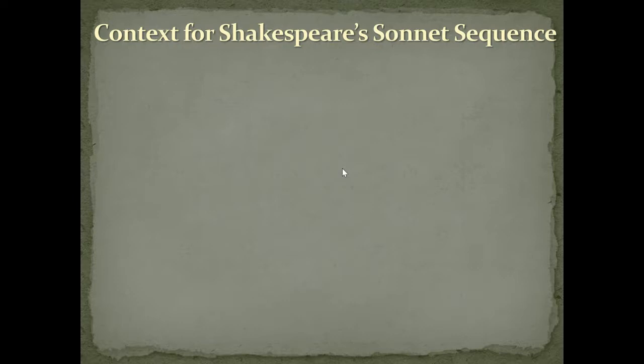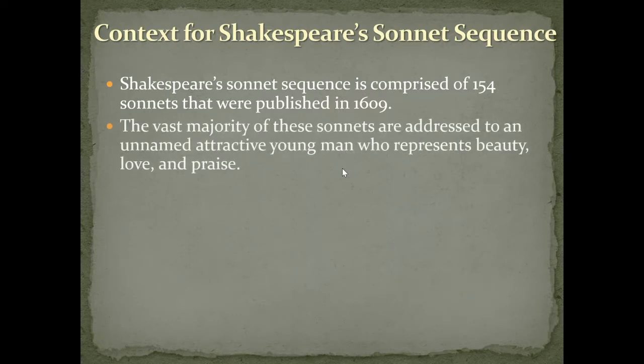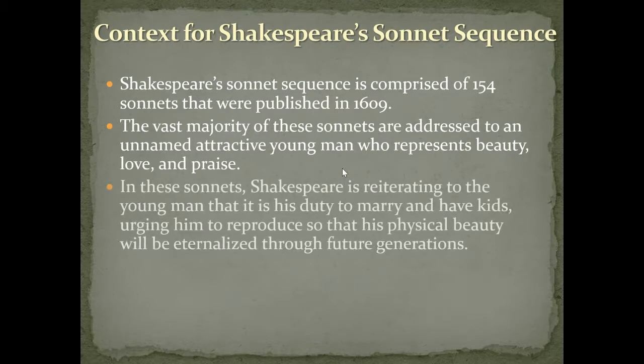So when we look at the context of Shakespeare's sonnet sequence that we've been talking about in terms of all the theories and so forth: Shakespeare's sonnet sequence is comprised of 154 sonnets that were published in 1609. The vast majority of these sonnets are addressed to an unnamed attractive young man who represents beauty, love, and praise. In these sonnets, Shakespeare is reiterating to the young man that it is his duty to marry and have kids, urging him to reproduce so that his physical beauty will be eternalized through future generations.